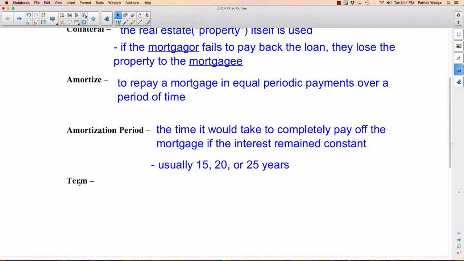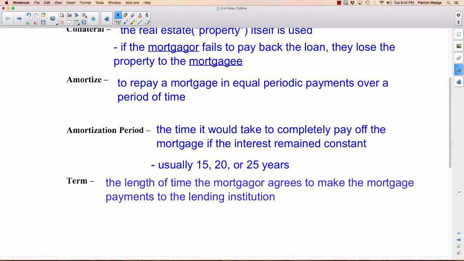But there's also something called the term. It used to be that these were exactly the same things. Well, if I take out the mortgage for 20 years, if the amortization period is 20 years, then that's the term. But that's not always the case anymore. In fact, it's seldom the case. The term is the length of time that the mortgagor agrees to make the mortgage payments to the lending institution.